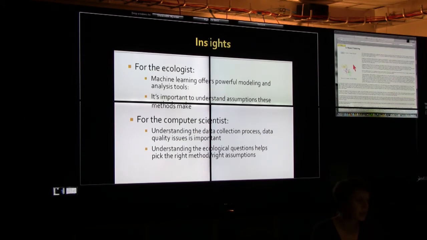And for the computer scientists, understand the data collection process. Why are they collecting those features? Are they redundant features? Is it clean data? Is there a lot of missing values? So be involved in that data collection process as well, because it can affect the quality of your analysis. And then try to use their questions to pick the right method. Try to narrow down and restate their questions so that it leads you to the right assumptions for picking the right model. And that's it.